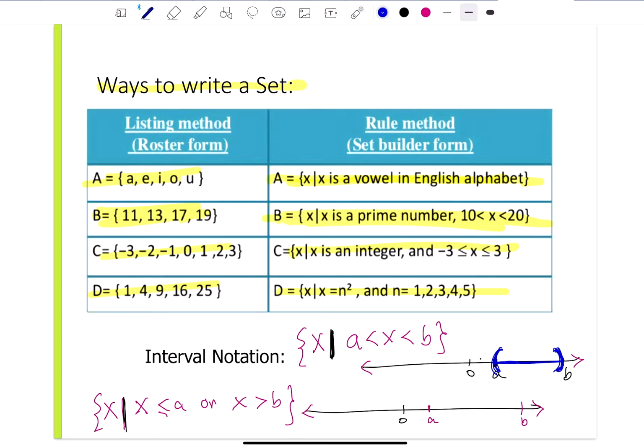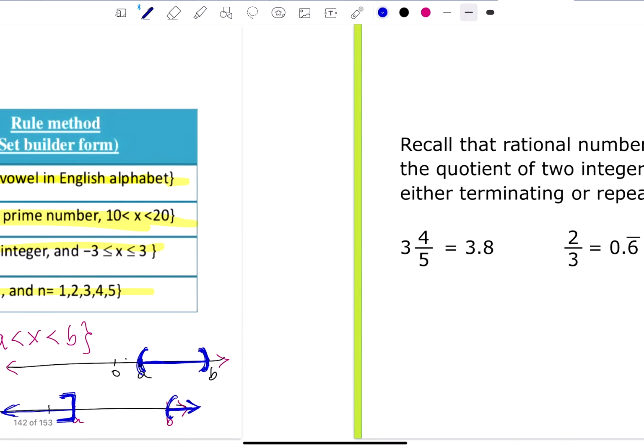Next example, x such that x is less than or equal to a, or x is greater than b. Less than or equal to a are all the numbers on the left of a. Numbers less than a, so we have to use a closed bracket here or a closed dot. And x greater than b, there's no equal sign there, so that would go to the right side of b on the number line. And we can use an open dot or open parentheses.